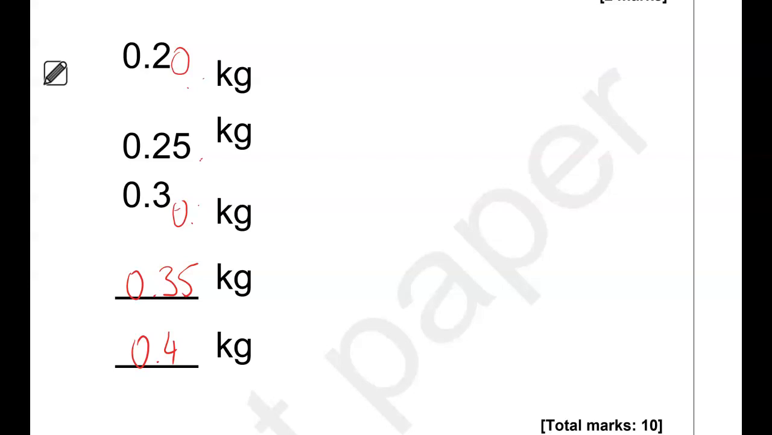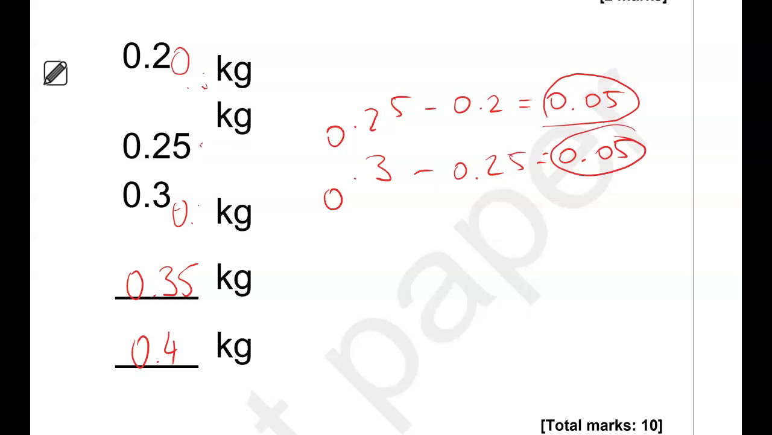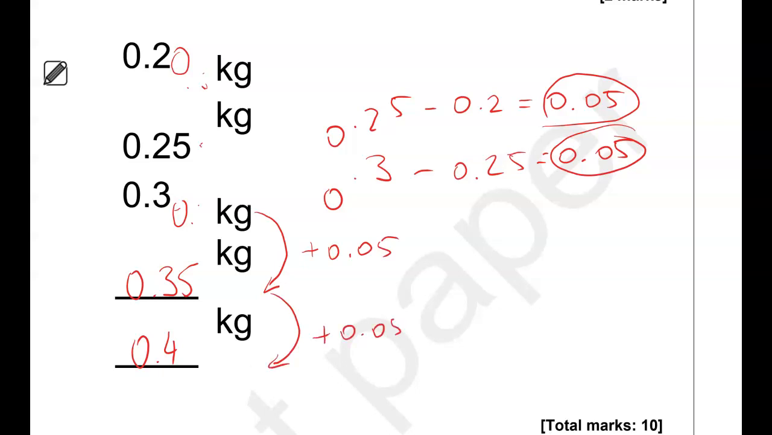Or using a calculator, you could take away this from that. So do 0.25, take away 0.2, and it gives you 0.05. Same thing, if you do 0.3, take away 0.25, it should give you 0.05. So that means this is the amount that's been added on each time. So to get from this to this, you're going to add 0.05. And to get from this to this, you're going to add 0.05. And this is the end of the paper.